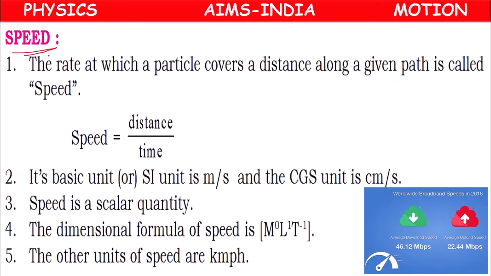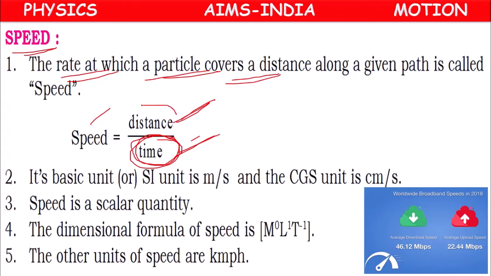Next, speed means distance traveled in unit time. Whenever we are comparing a quantity with time, we have to define it as a rate. The rate at which a particle covers distance, the rate of change of distance, is called speed. Why are we using the word rate here? Because we are checking the distance with respect to time. That's why we use the word rate.